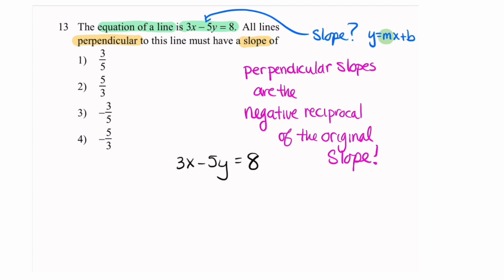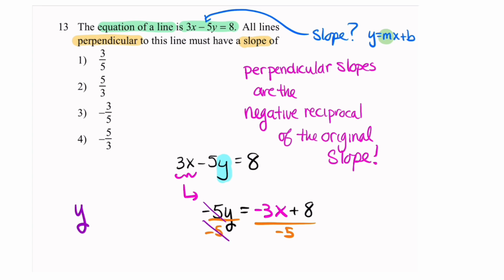I would go through this as a student, I would maybe try to get y by itself by subtracting 3x to the other side, leaving us with negative 5y equals negative 3x plus 8. Then, dividing by negative 5 on both sides, we would get y equals negative 3 divided by negative 5 is positive 3/5 x minus 8 divided by 5, or minus 8/5.